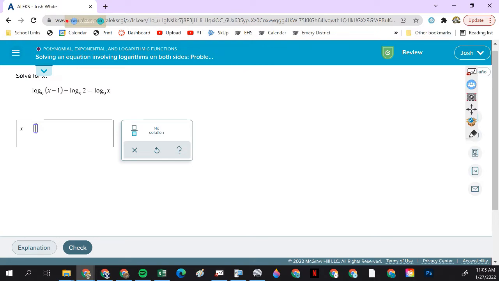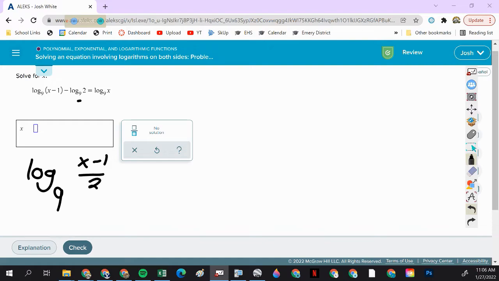Okay. Do I have log equals log? Not yet. But they do have the same bases, so I need to squish these two together. Log base 9 of x minus 1. What do I do with the 2? No. Positive logs go on top. Negative logs go on bottom. So it's just divide by 2.